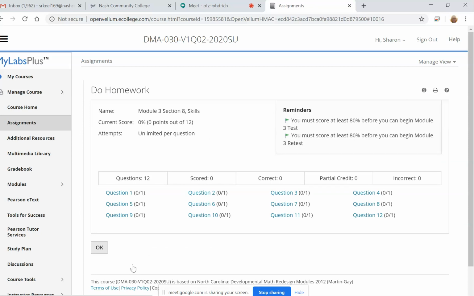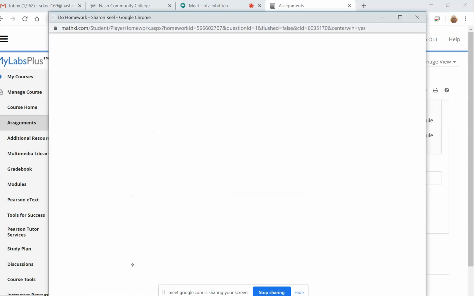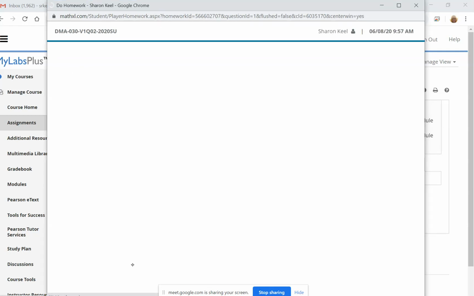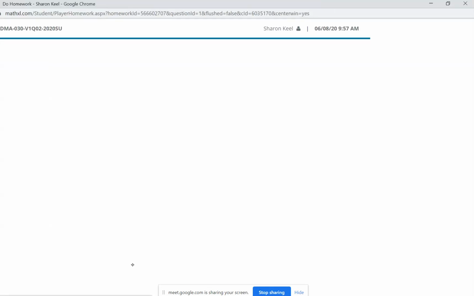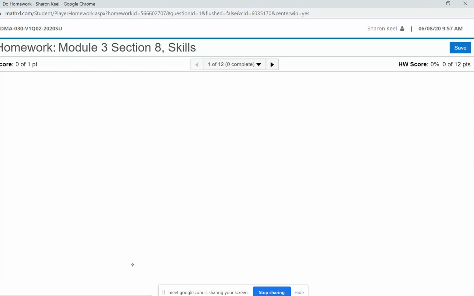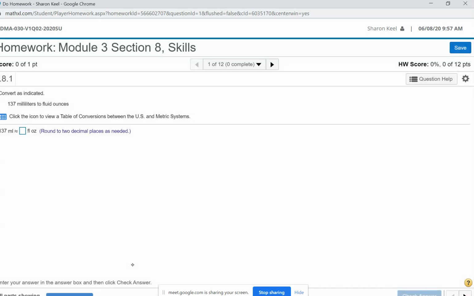okay, and we only have 12 questions in this section, so we don't have many to do here. But when we're doing the conversions, you're going to see where you will be given the conversion amounts that you're going to use in a chart. And sometimes people don't see where that chart is, so I want to make sure I pulled that up so you could see that. So here we're converting 137 milliliters to fluid ounces.